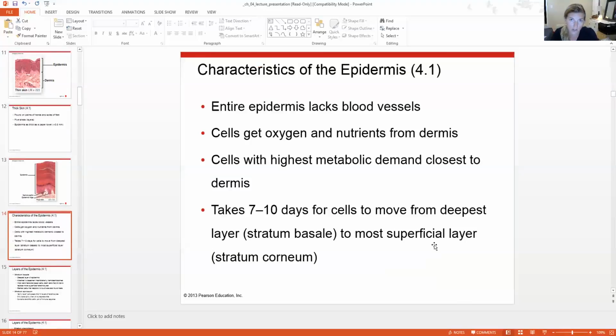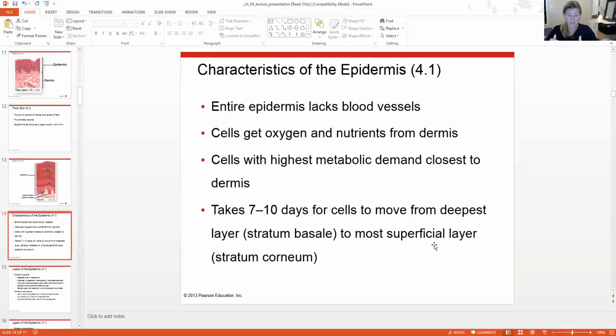There's no blood cells in our epidermis. So if you cut yourself and you're bleeding, that means you've gone down into the dermis, which is pretty easy to do considering our skin's only as thick as a paper towel, right? The cells have to get oxygen and nutrients from the dermis, and those that have the highest metabolic demand are the ones that are close to the dermis, those stem cells that are undergoing mitosis and cell division very, very quickly. They're at that deep layer.